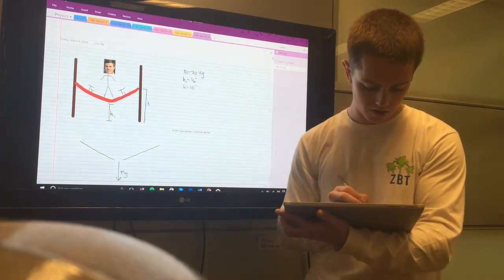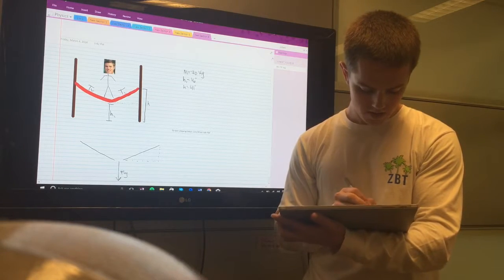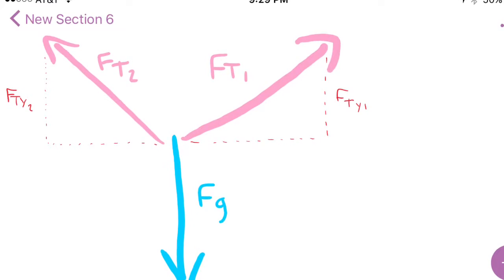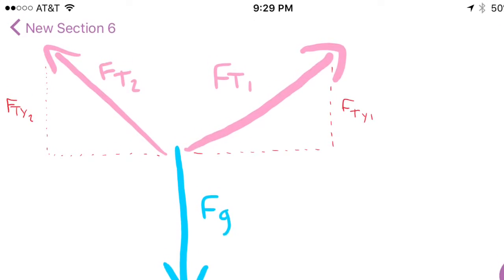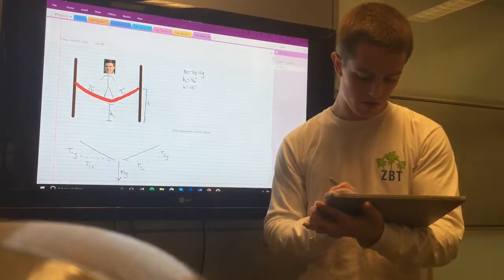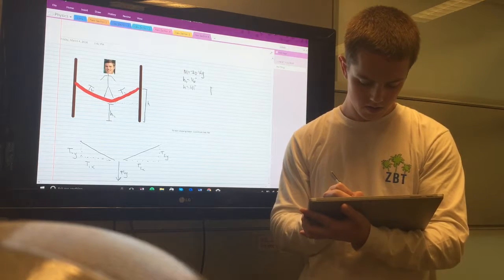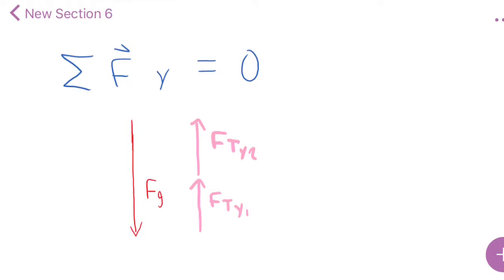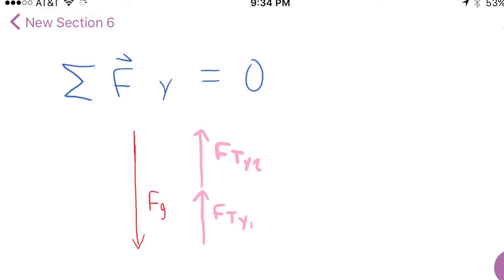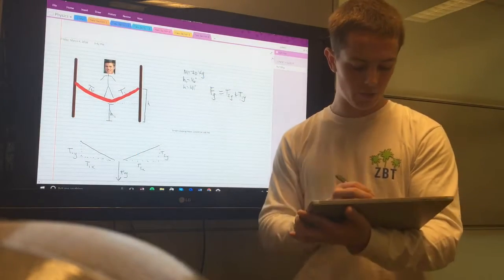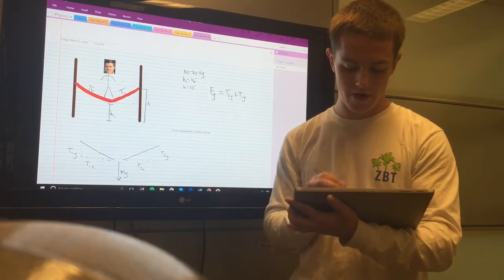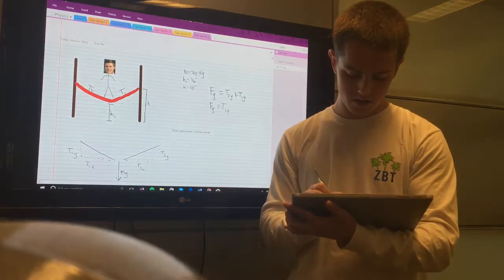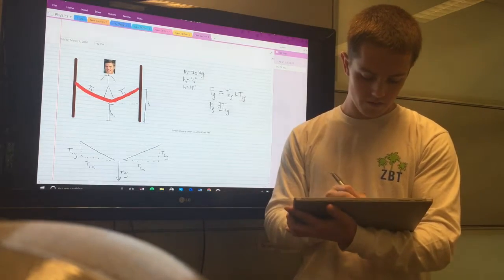So we have the force of gravity acting on Paul. And for each of the tension forces, we can break them into X and Y components. Because he's in static equilibrium, we know that the gravitational force is equal to tension 2y plus tension 1y. And because he is directly in the middle of the slack line after we've measured it out, we know that those two tension forces are equal. So we have the force of gravity equaling 2 tension 1y.